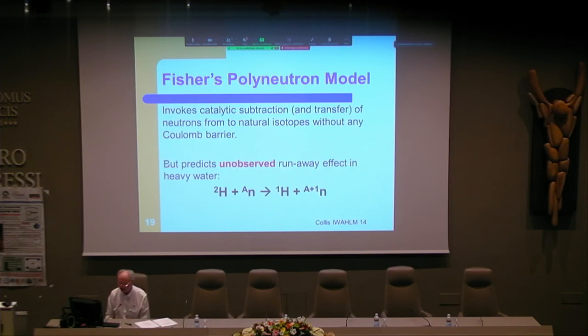N here is a neutron, A is a polyneutron of mass number A, and it just goes on growing and growing and growing, getting bigger and bigger. I think we would notice the deuterium would start boiling away, or the heavy water would boil away. We don't see this at all. As far as we know, heavy water is fairly stable.